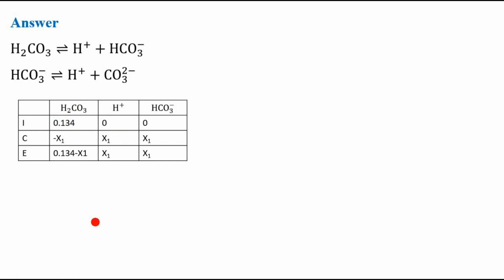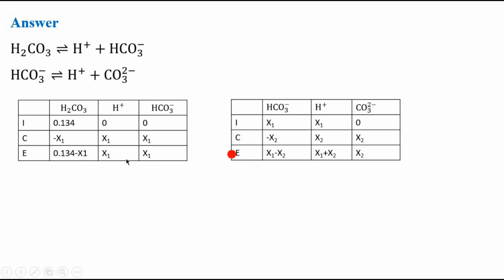So this is what you have, the X1 and the X1 at equilibrium after the first dissociation. If you move to the second dissociation, that means X1 is the one which is moving to the second dissociation. We have also X1, which is H plus from the first dissociation. Then here we have 0. That means the bicarbonate ion is equal to X1 minus X2. H plus will be equal to X1 plus X2, and then we will have here X2, which is equal to carbonate.